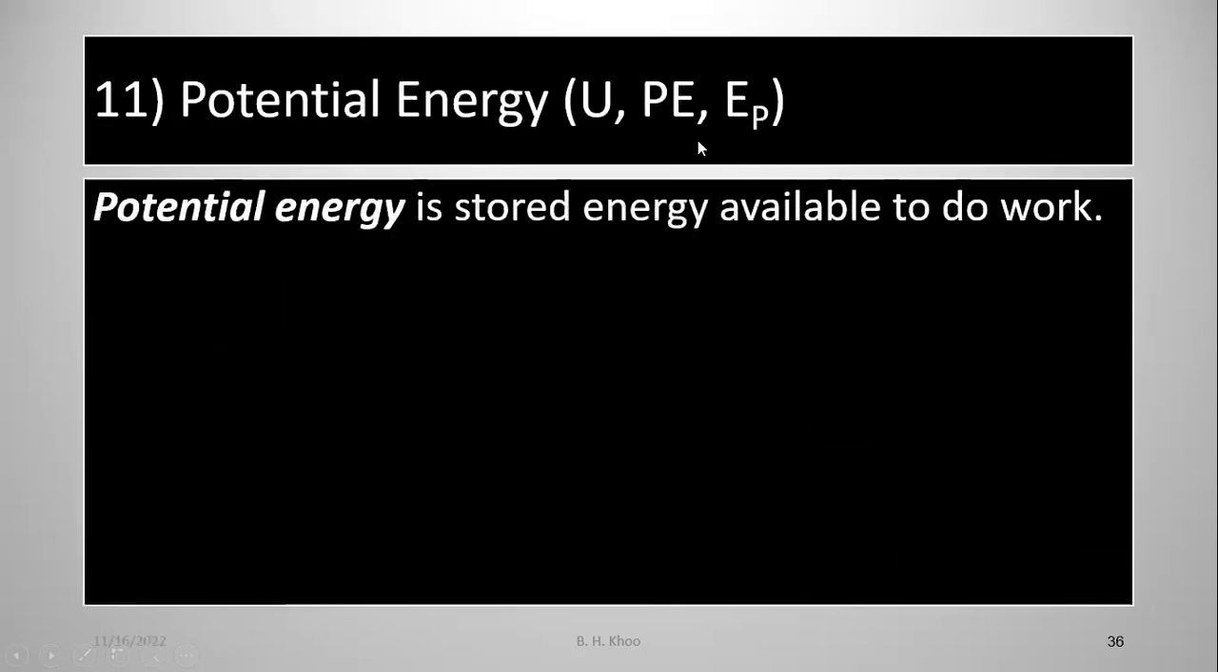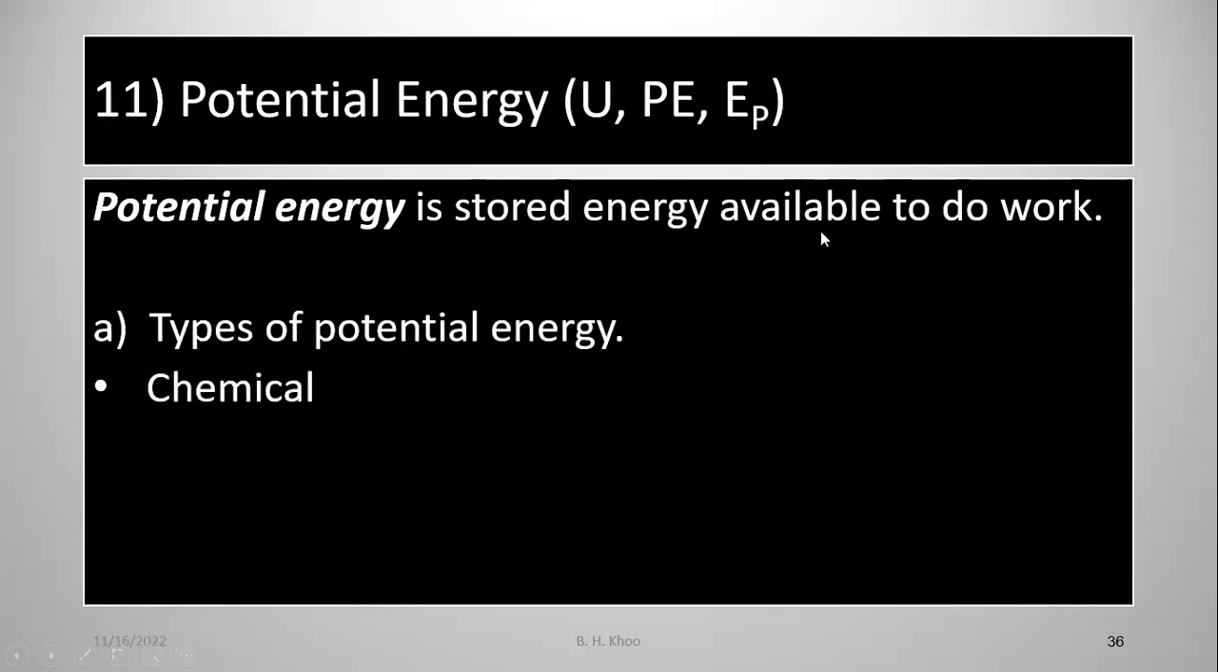Potential energy, U, PE or EP, is the stored energy available to do work. Remember, this is a general definition, because there are three types. Chemical: it's stored energy, but it can do work. Elastic energy: a spring stores energy. Or gravitational potential energy. We have done the spring earlier.